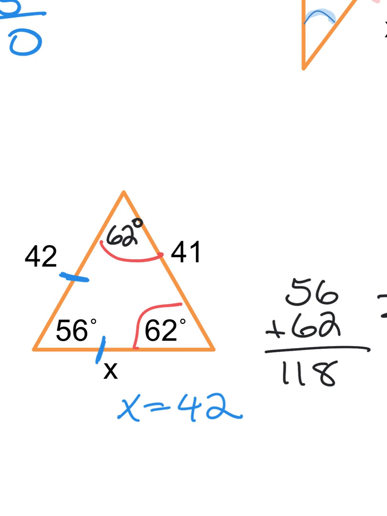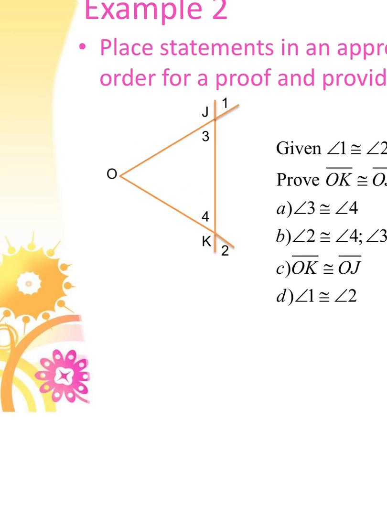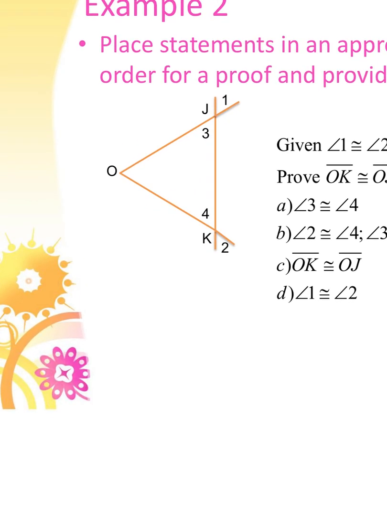Now we're going to do two proofs. Again, this chapter is full of proofs, and we're going to use what we learned today. We're going to use our base angles and our converse of our base angles. So for this example, it's sort of like what you do in the homework where you're dragging and dropping. They've given us the 4 statements we need. All we need to do is put them in the correct order and then also provide the reasons for each of the statements. So let me go ahead and set up my 2 columns.